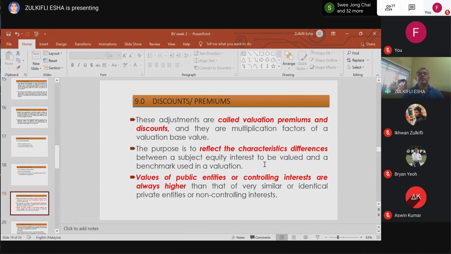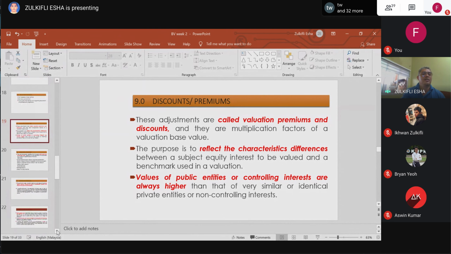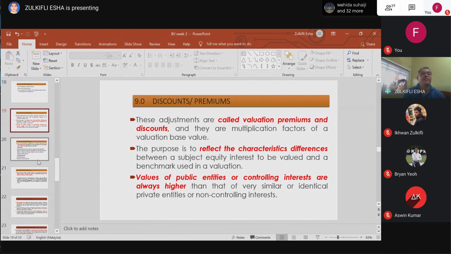So sometimes we need to make some adjustment on the characteristic differences. So this is quite a critical part, to identify the characteristic differences. So values of public entities or controlling interests are always higher than that of very similar or identical private entities or non-controlling interest. What does it mean? Later lah. Today we still have 13 slides to go within half an hour.